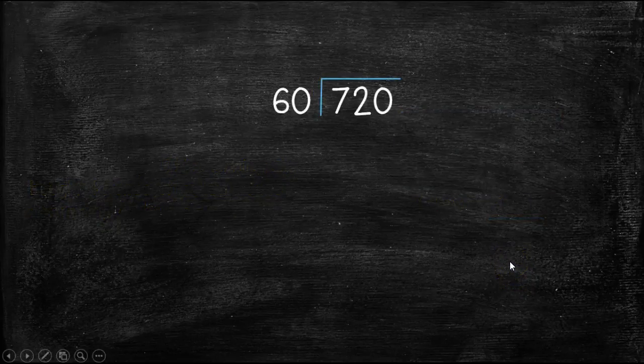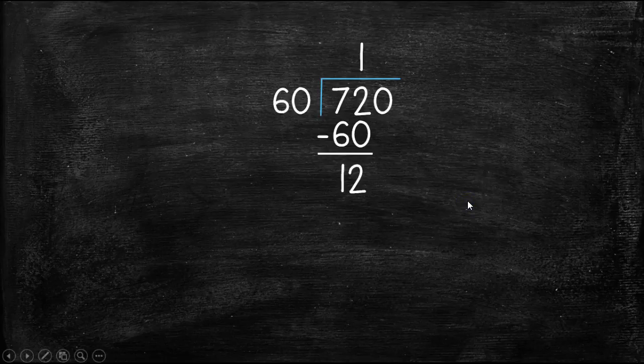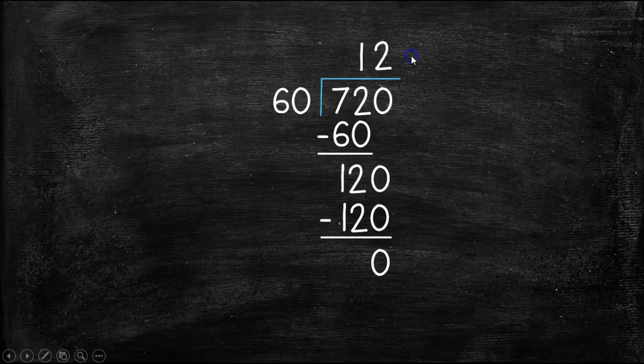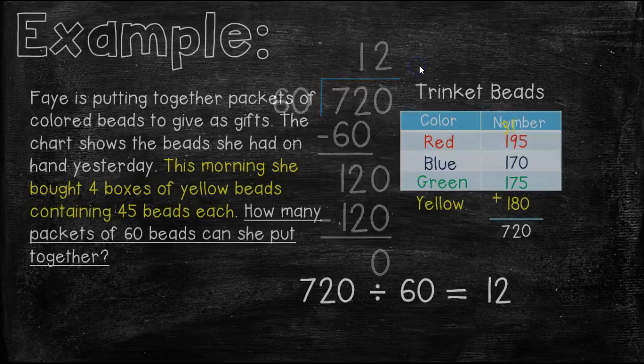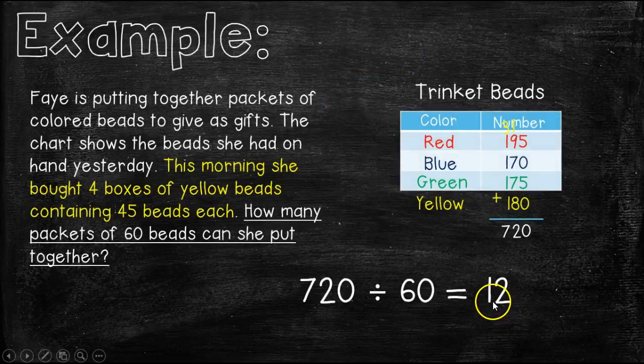So if we go ahead and rewrite it under the house, we know that 60 goes into 72 one time. 60 times 1 is 60, so we're going to subtract that from the 72, and that leaves us with 12. We'll bring our 0 down, and we know with Battle of the Zeros, we could cross out this 0 and cross out this 0. So how many times does 6 go into 12? 2. So 2 times 60 is 120, and we're left with no remainders. So now we know that 12 is our answer.